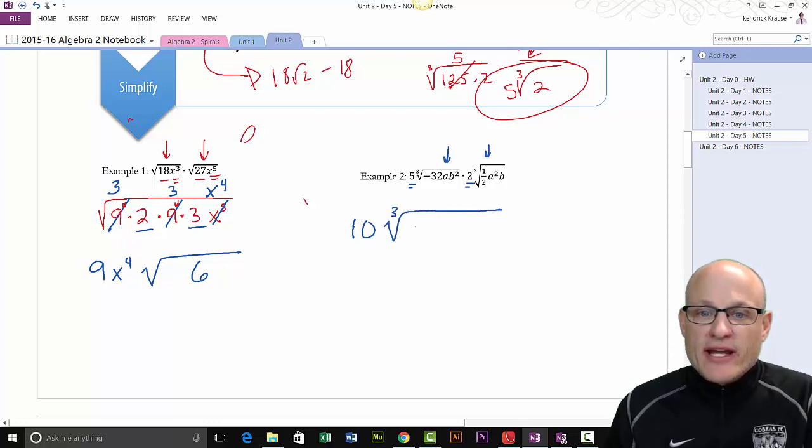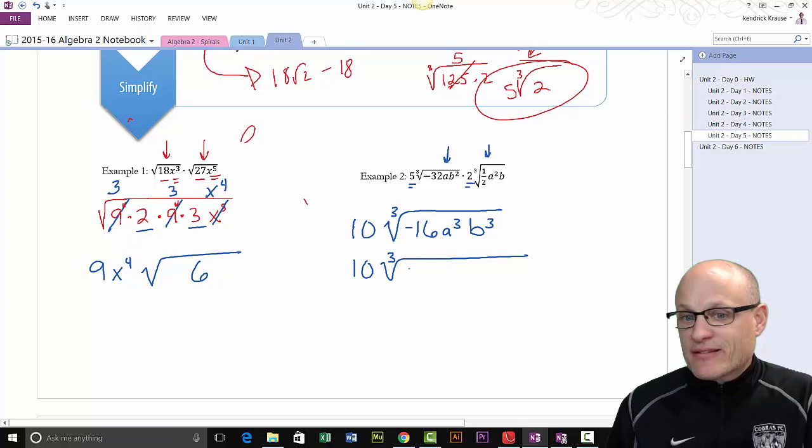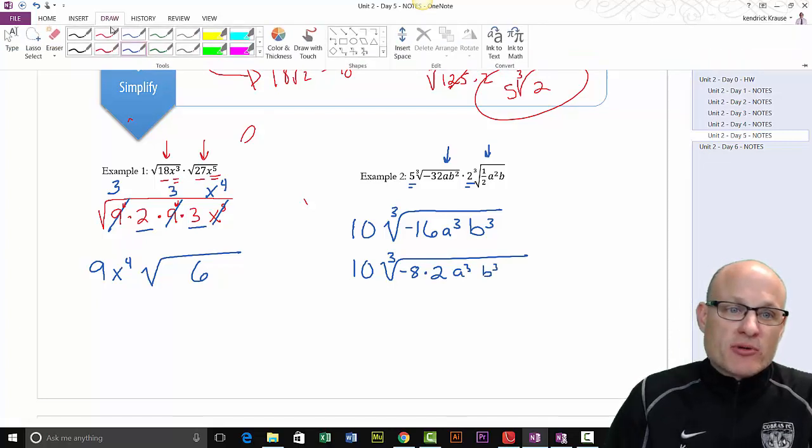Cube roots of, now negative 32 times a half is negative 16, a cubed, b cubed. Okay, so how about this? Now we got to write it as perfect cubes. Well, a cubed and b cubed are perfect cubes, but not 16. So don't forget, we can take the cube root of a negative, so we're going to write it as negative 8 times 2, because 8 is a perfect cube, a cubed, b cubed. All right, come up here, change my color.